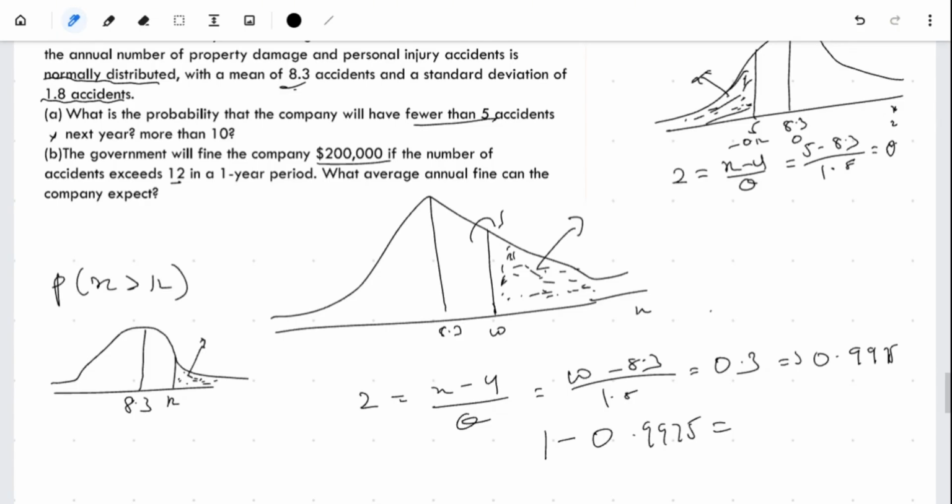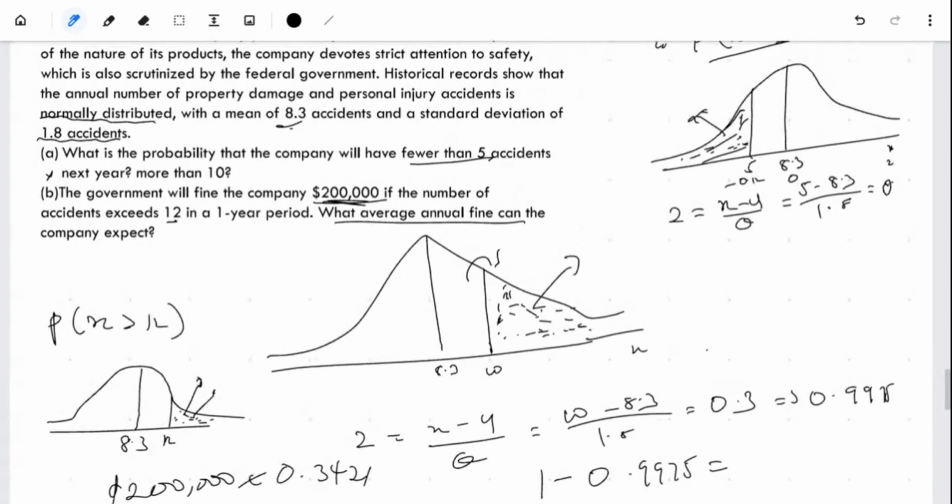So the probability that you get for this portion, you're going to multiply it by this $200,000. So $200,000 times the probability that you have for this portion. So let's assume you had 0.3421. So when you multiply this, the answer that you're going to get will be the expected amount, or the average annual fine that the company should expect from the government. Yeah, so that is how we work on normal distribution.